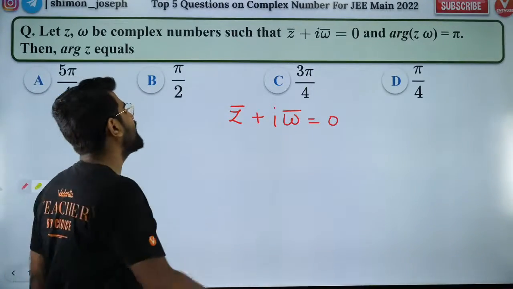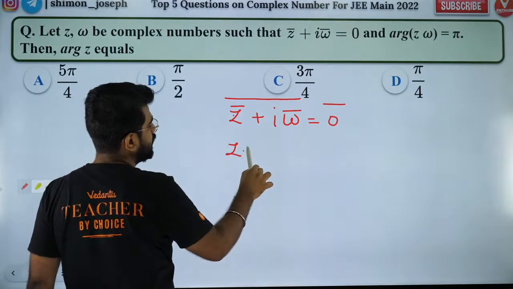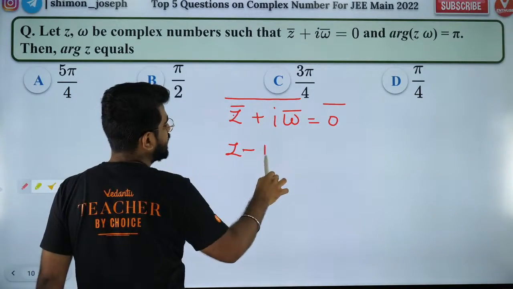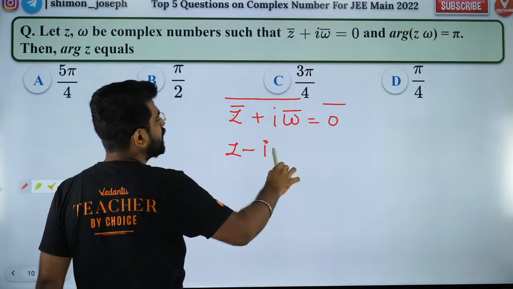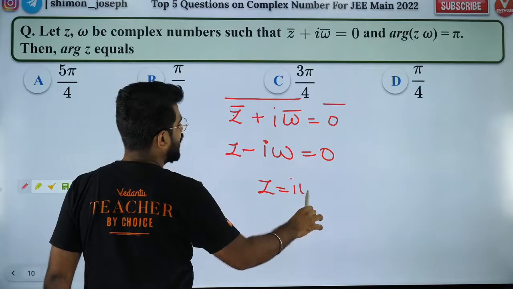So if I take the conjugate of the whole thing, what will happen? Z bar, the whole bar will become z. And iota bar will become minus iota. Omega bar, the whole bar will become omega. 0 bar is 0 only. So that will become z is equal to iota omega.